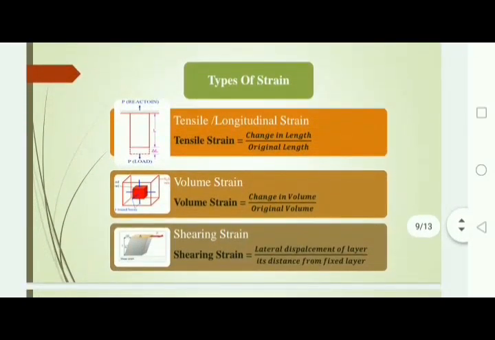types of strain. Associated with each type of stress that we explained earlier, there is a corresponding type of strain also. First comes tensile or longitudinal strain, then volume strain, and after that shearing strain. So what is the longitudinal strain? Mathematically, we can state that tensile strain is the ratio of change in length per unit original length.